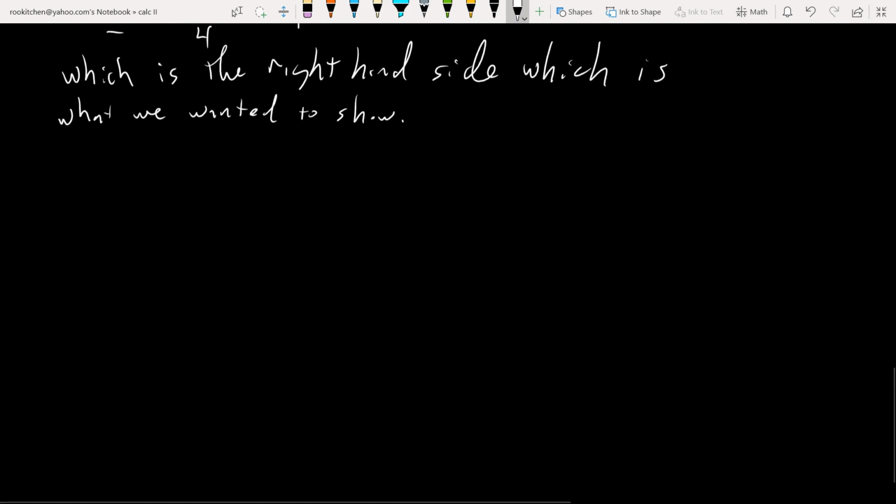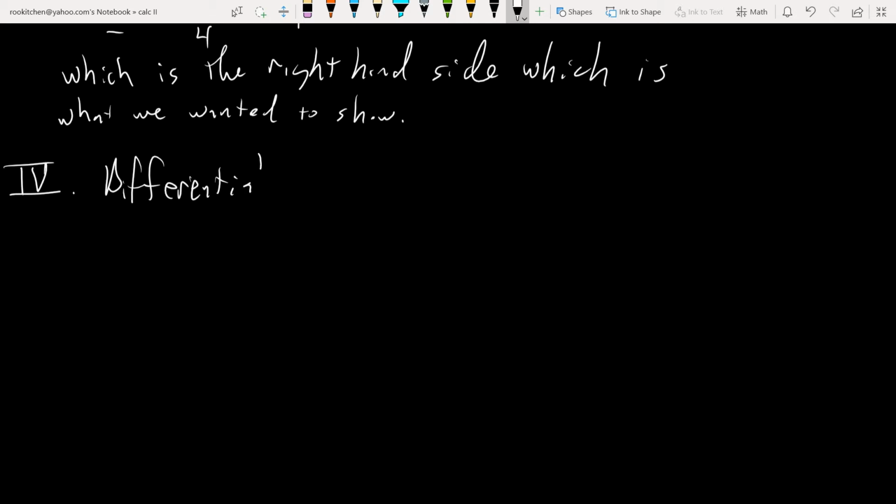Okay, so section 4, now finally getting to the calculus. First we'll deal with derivatives, and then integration, differentiation, and integration. Okay, so again, we can pull this off.